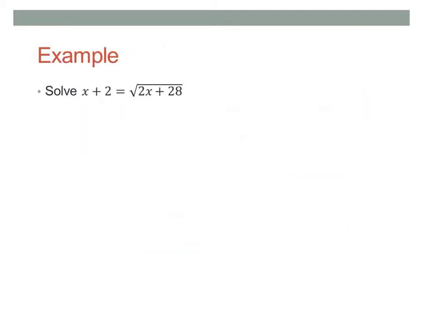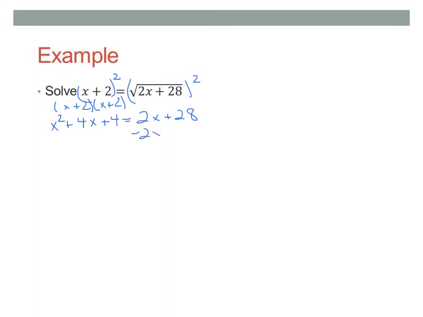So here's a problem that could have been in the previous section. We're going to solve this. So we're going to undo the square root by squaring both sides. Key thing is that we're squaring sides. So on the right-hand side, you get 2x plus 28. But on the left-hand side, we have to square this, which means that we are going to have to FOIL. So that is going to be x squared plus 2x, which is 4x, plus 4.